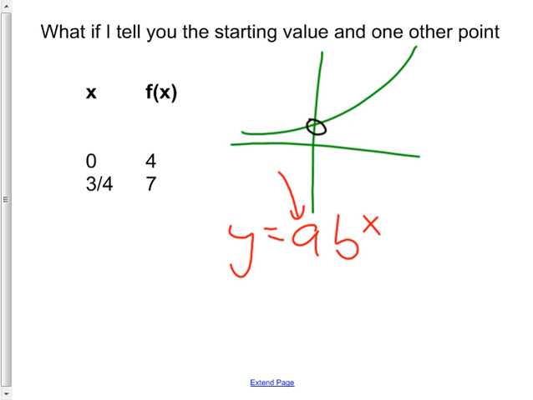So what I should really be doing is putting in x is 0 and y is 4. Do you get how in this case that would be 4 equals a times, what's b to the 0? 1, so it's just 4 equals a, so a is 4.